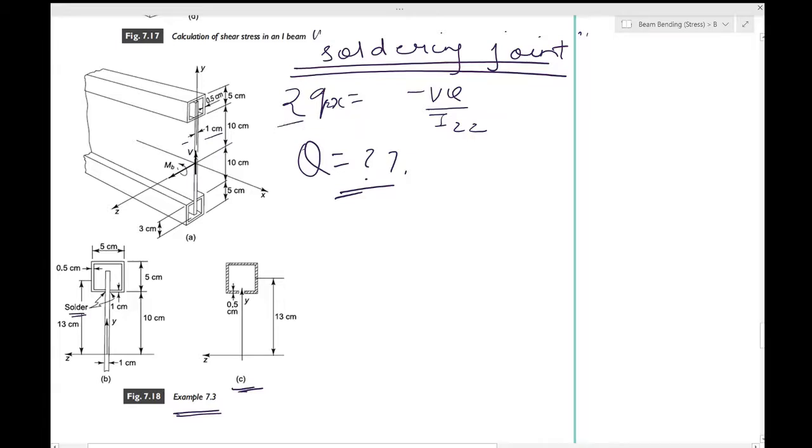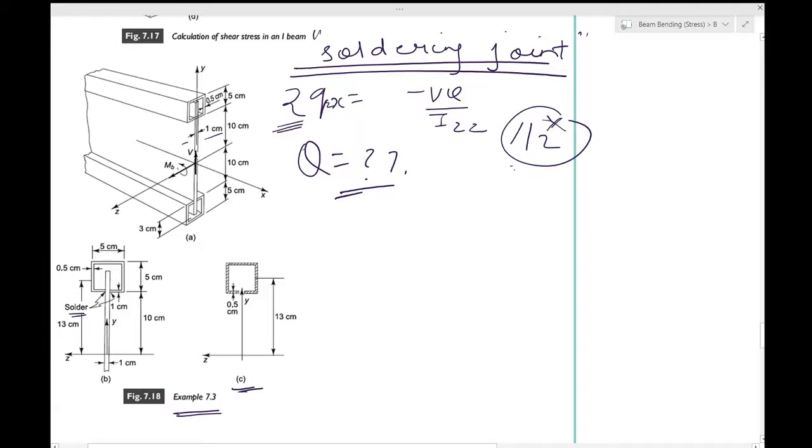Think of why this factor of 2 is here. There are 2 joints in total. So why is there a factor of 2? Why is it not divided by 2? Or why is it not just 1? Please think about this when you are seeing this problem.